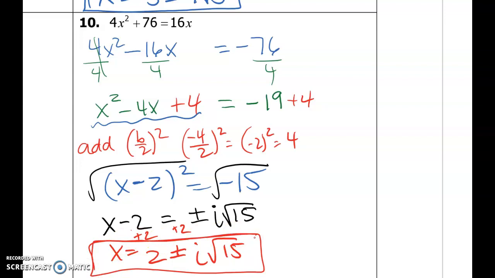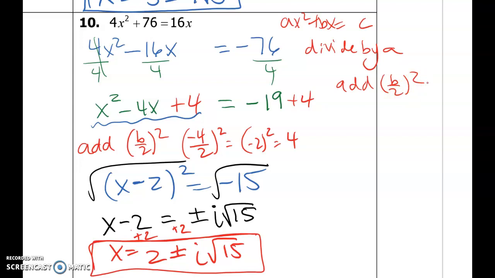So just a quick recap, what are our steps? Our steps are to get it into ax squared plus bx equals c. Then we divide by a. Then we add b divided by 2 squared to both sides. We factor, and then we solve. So it's really important you understand the steps to this. If you need to, rewind, rewatch, and good luck with completing the square.